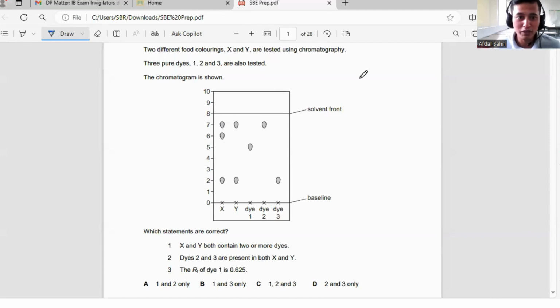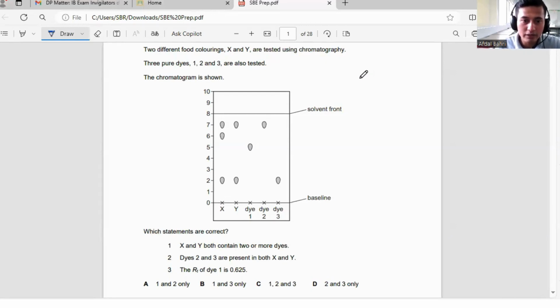This is about chromatography. As you can see here, we are given the chromatogram and there are two samples tested. We got two different food colorings, X and Y, tested using chromatography. Three pure dyes, 1, 2, and 3, are also tested. The chromatogram is shown here. Which statements are correct? We are given three statements and we will see from the chromatogram.